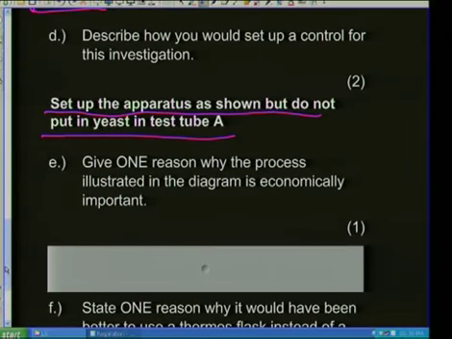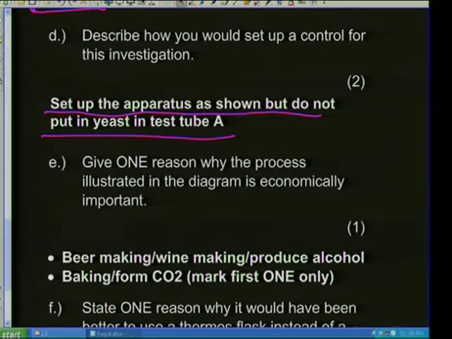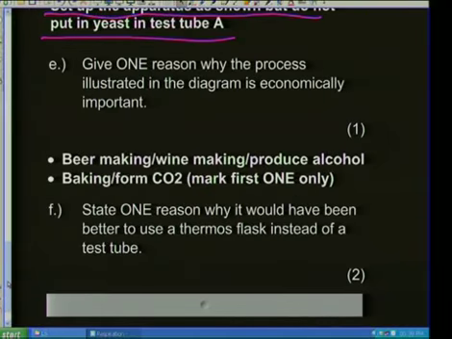Give one reason why the process illustrated in the diagram is economically important. What process was it? Anaerobic respiration. Why is it economically important? It helps in making alcohol, beer making, wine making, or produce alcohol, any one of that. And it helps in baking to form carbon dioxide.